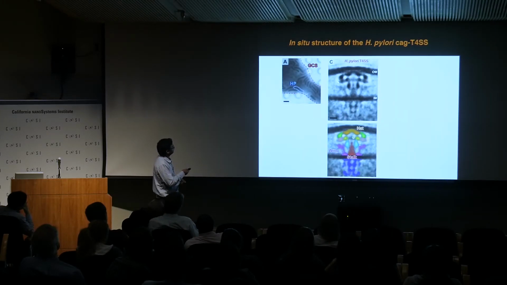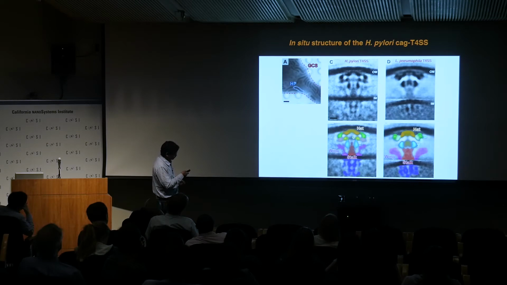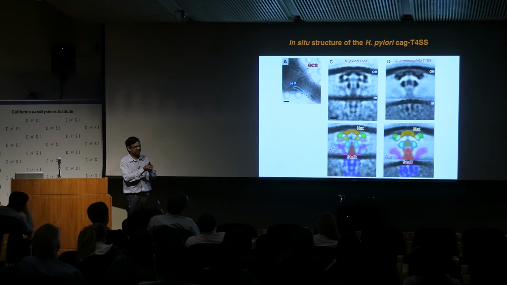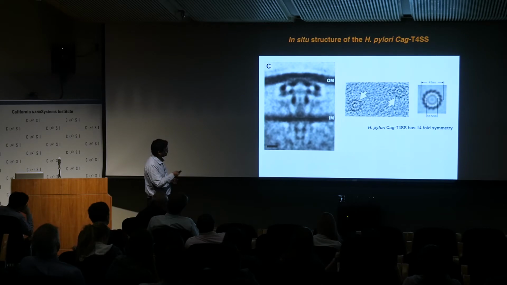So we also got a subtomogram average of the Helicobacter pylori type 4 secretion system. And if you compare that to the Legionella type 4 secretion system, it also has similar kinds of density: alpha, beta, gamma, and then a stalk, and then a cytoplasmic complex. So again, Helicobacter pylori and Legionella seem to have a similar kind of architecture. We also saw many top views of this complex, and we could find that these are 14-fold symmetric.